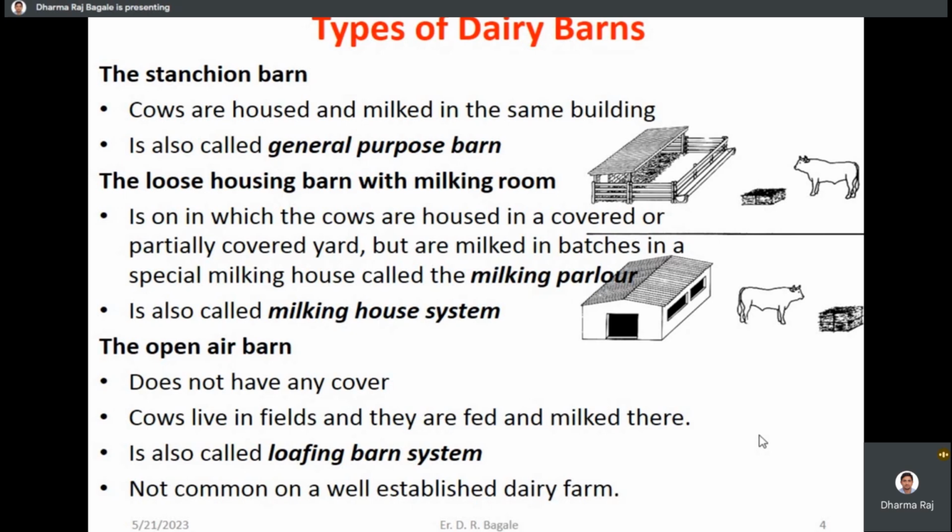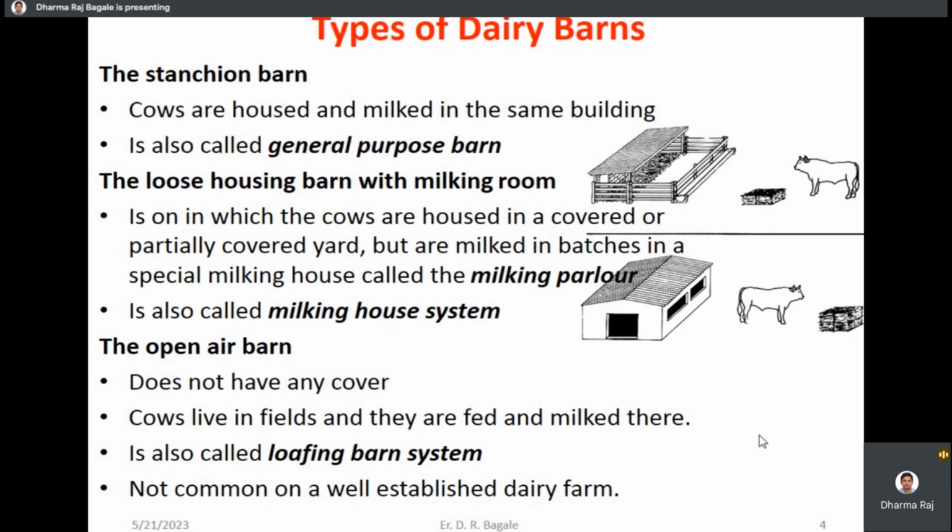And another one is the loose housing barn with milking room. In this system of cow farm, the cows are usually raised in the yard, which may be partially or fully covered, and they are not tied within the stanchions. They are left free to move within the boundary, and they are usually fed in a covered, paved area, and a large part of the farm is also left unpaved.